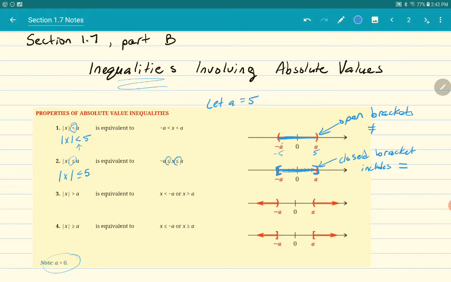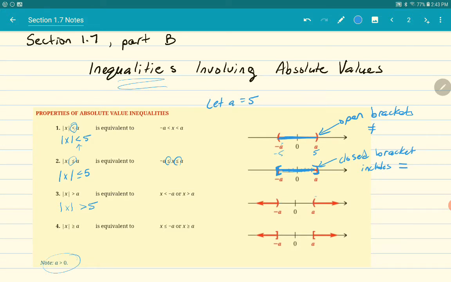All right, what if I have an absolute value that is greater than? So we're going to use our 5 for an example. If the absolute value of x is greater than 5, that tells me that it can't be close to 0. It can't be 1, 2, 3, or 4. It can't be -1, -2, or -3. It's too close to 0. That distance is greater. So you have to go at least 5 units out before you can start.